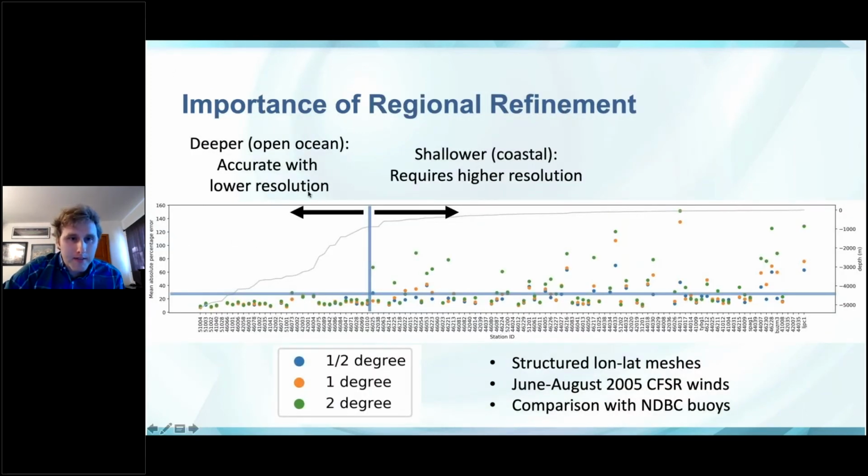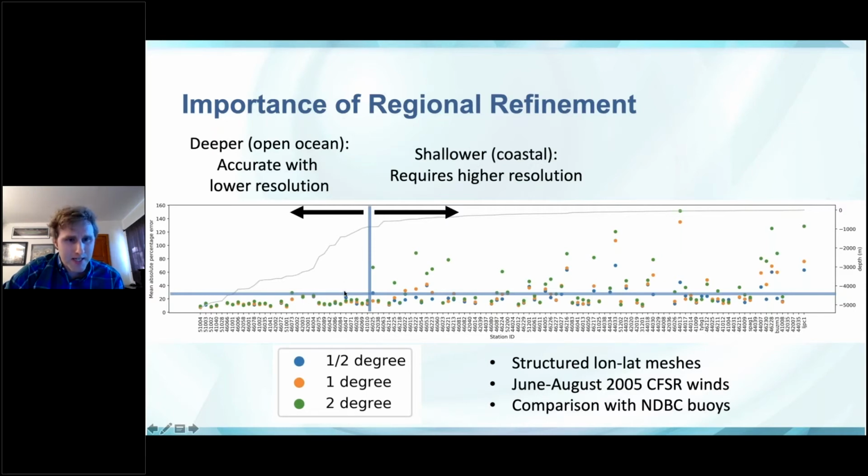This is a slide where we did a hindcast of waves from June to August 2005 using reanalysis winds on structured lat-long meshes. The mean percent error is on the y-axis here, and on the x-axis we have all the stations that we had observations for. We've organized these from deepest on the left to shallowest on the right. I think this really highlights the importance of regional refinement for wave modeling.